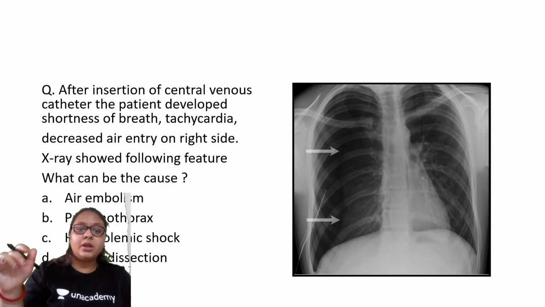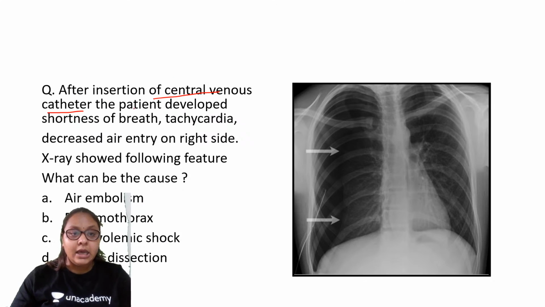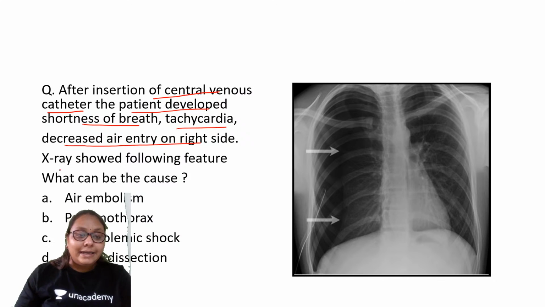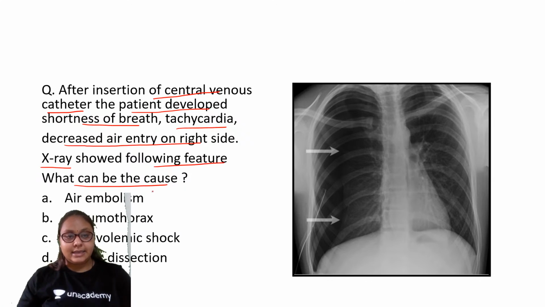Okay, fine. So the first image for today is after insertion of the central venous catheter, the patient developed shortness of breath, tachycardia, and decreased air entry on the right side. The X-ray showed the following feature. What can be the cause for this X-ray?